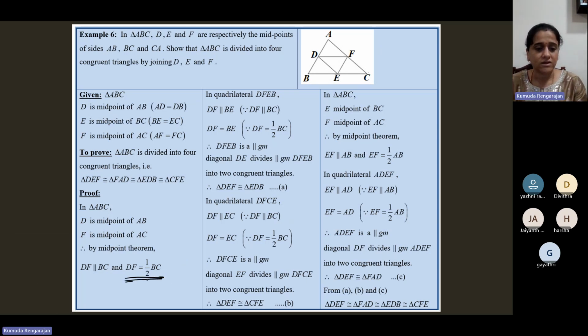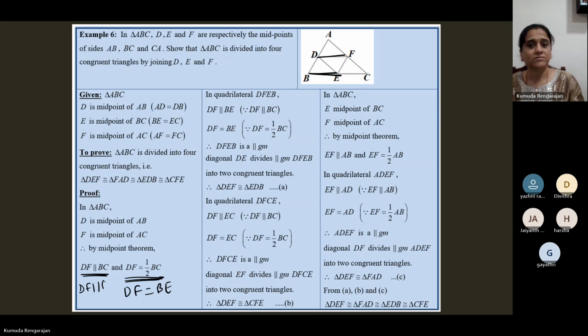See here, DF is equal to half of BC. What is half of BC? BE. So DF is equal to BE. And what do we have here? DF is parallel to BC. So DF is parallel to any part of BC, right? So DF is parallel to BE.